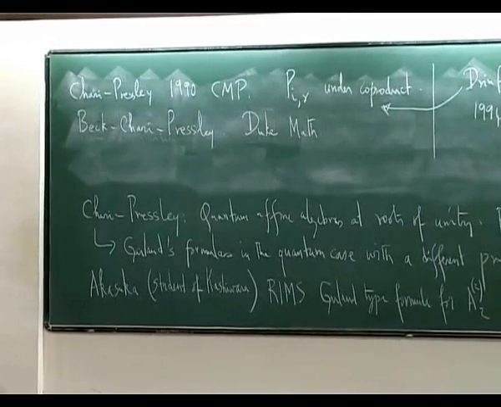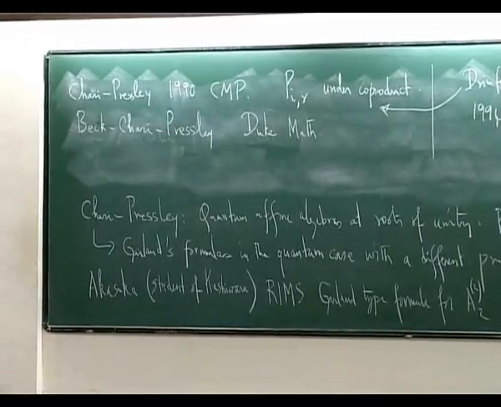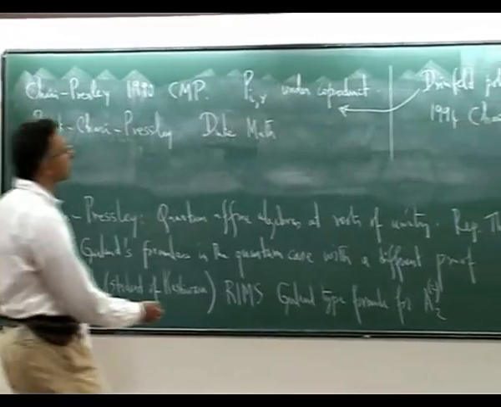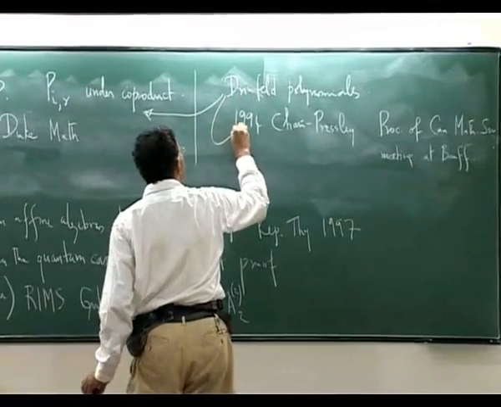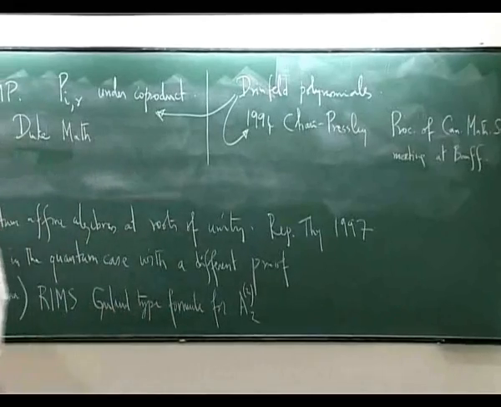Yeah, so see, 1990 was only SL2. Okay, 94 was the general case, which showed that irreducible representations are given by the Drinfeld polynomials. Yeah.